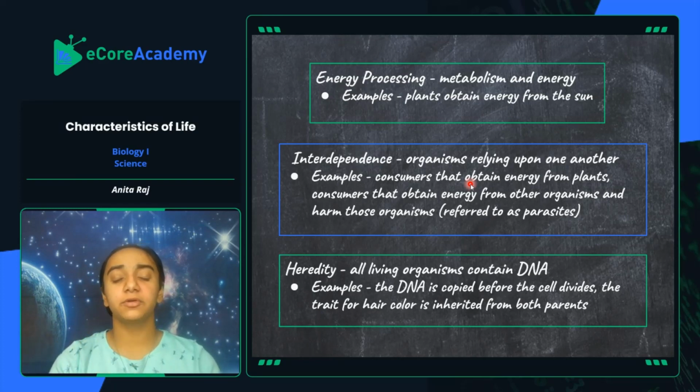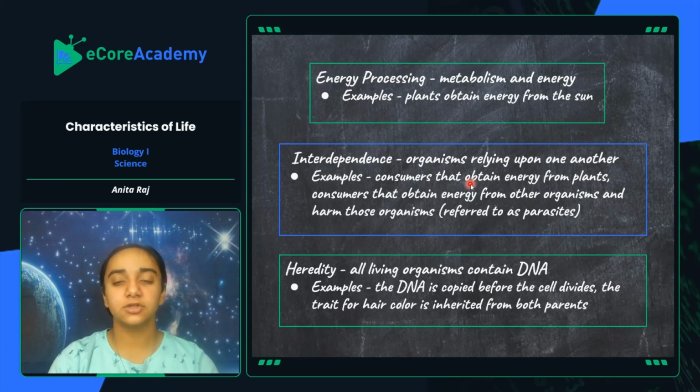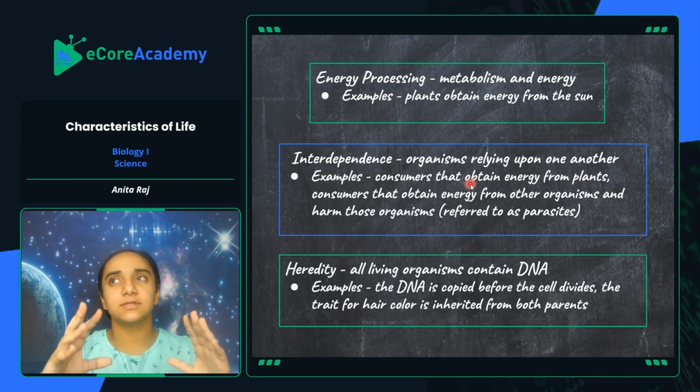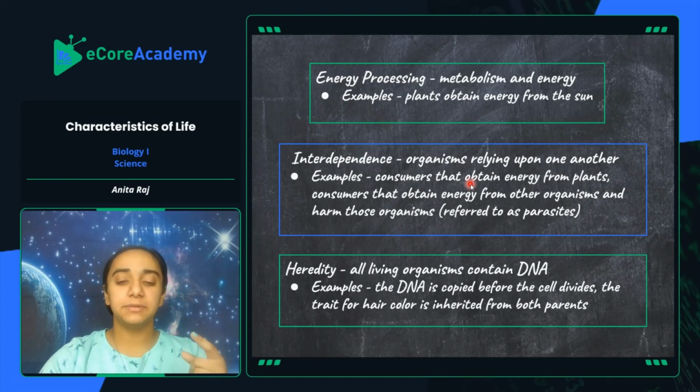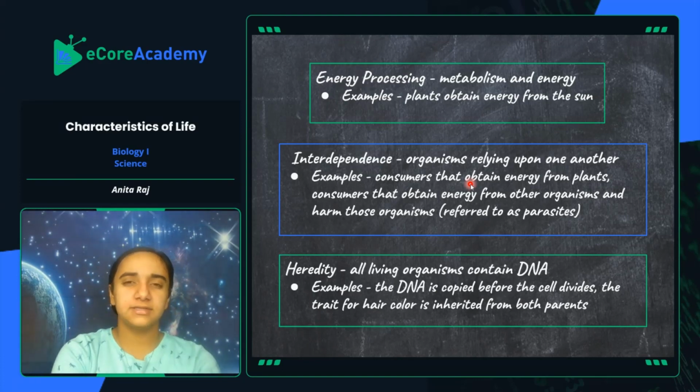So just the ability of an organism to obtain energy indicates that it is a form of life. Next, we have interdependence. So this is pretty much organisms relying upon one another. This has a lot to do with ecology. So when you study ecosystems and you look at populations of organisms, maybe you see organisms within a population depending on one another, maybe a mother and a child, or maybe you see organisms from different populations interacting and depending on one another in mutualism or commensalism, and we'll learn about all those things later on. I think the best examples that all of you are probably familiar with are consumers that obtain energy from plants.